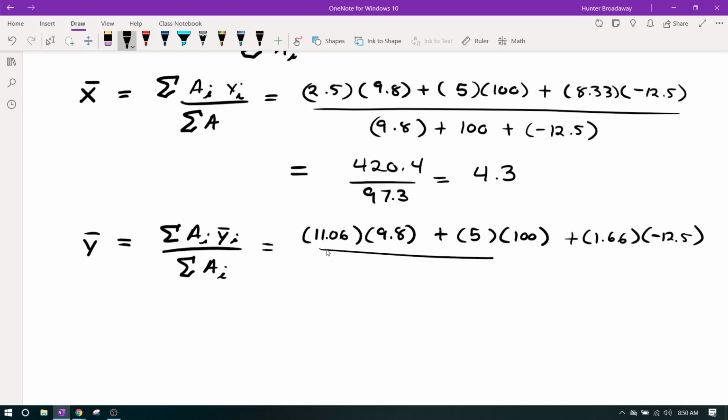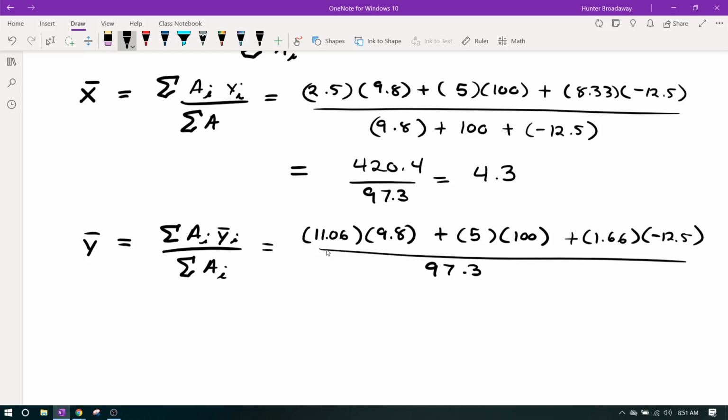Okay, and then on the bottom, nothing changes. So don't redo that. That bottom part is just 97.3. You can add them all back together if you want to, but you're going to get the exact same thing, so there's no need to do that. So just get the very top part, multiply it out, and then we can get our y bar answer.